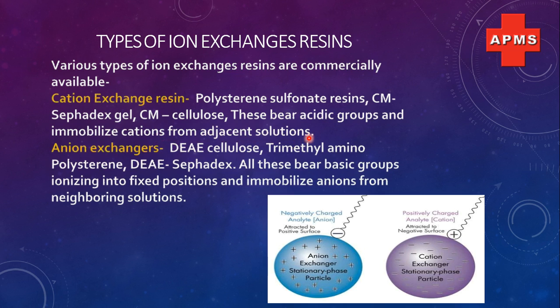The solution which comes into contact with the stationary phase during the experiment, from this solution these cations will be immobilized, or we can say adhered or stuck to the stationary phase which has acidic groups. Now these are examples of anion exchangers: DEAE cellulose, trimethylamino polystyrene, DEAE Sephadex. All these bear basic groups. So due to these basic groups, these show cationic behavior, and these attract anions from the mobile phase.